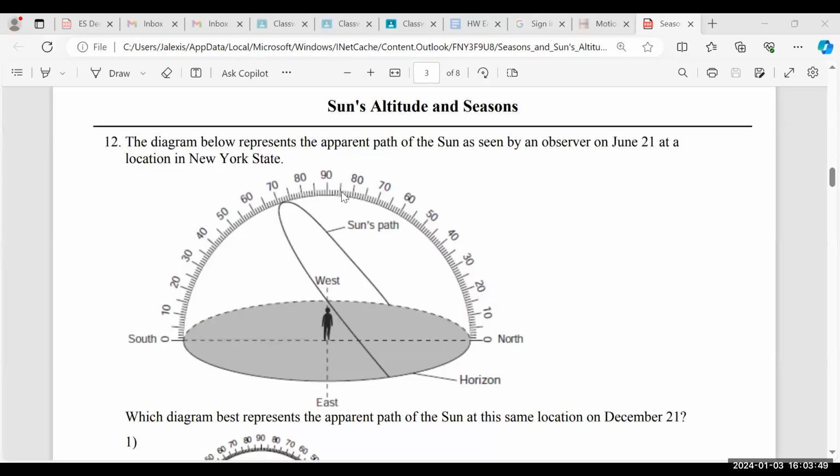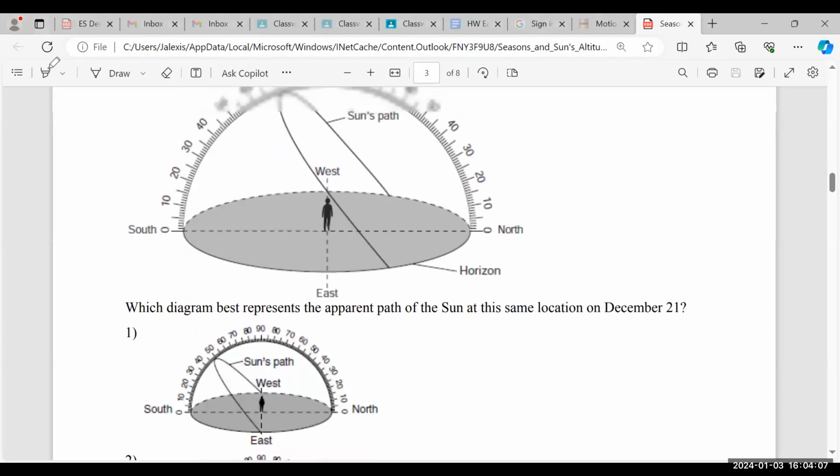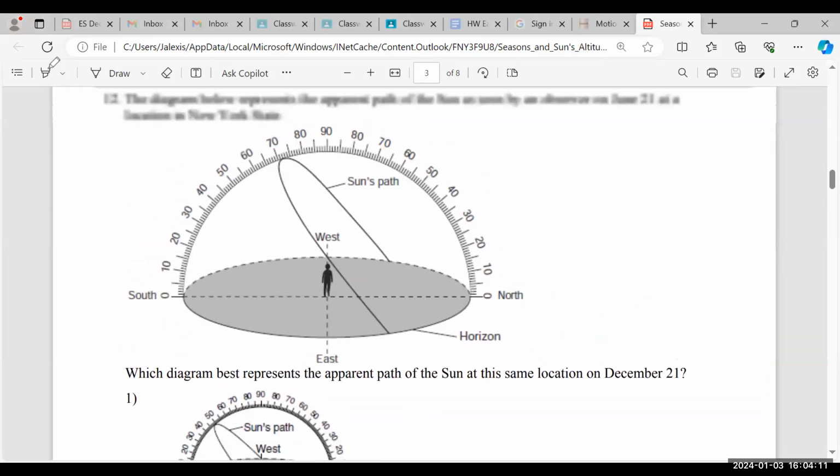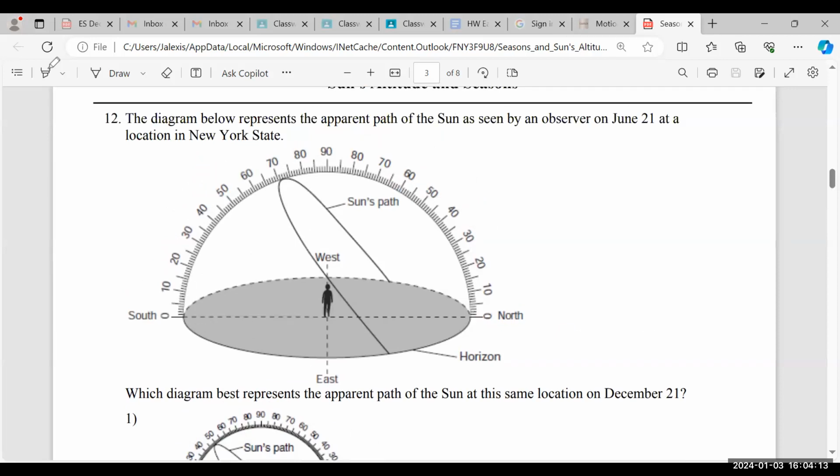All right, number 12 says the diagram below represents the apparent path of the sun as seen by an observer on June 21st at a location in New York State. And so the question says, which diagram best represents the path of the sun at the same location on December 21st? Well, first of all, we know that this person is in New York State, right?